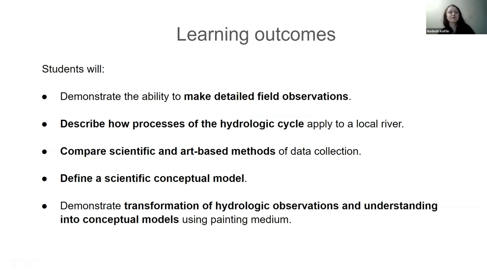The learning outcomes are really improving students' ability to make detailed field observations and to be able to understand the hydrologic cycle and specific processes of the hydrologic cycle, to also integrate art and science, and to be able to develop their understanding of a process into a conceptual model. And this can be a precursor for teaching modeling or computer modeling in the future. Next slide.